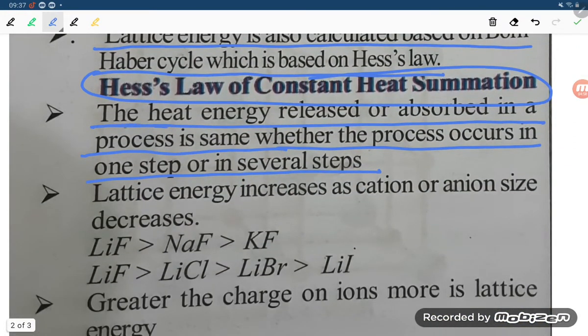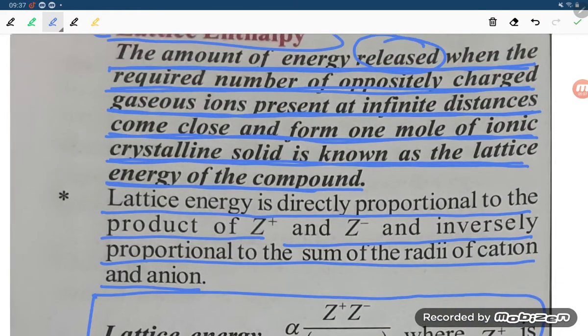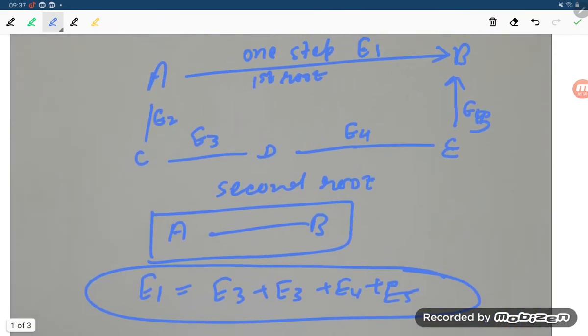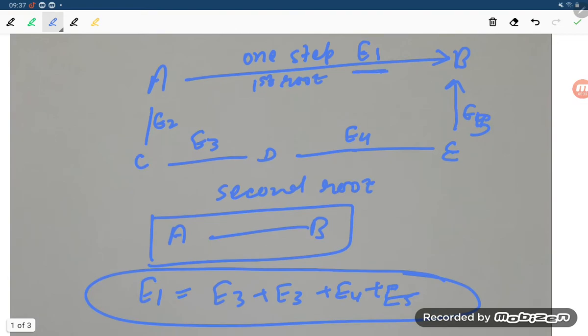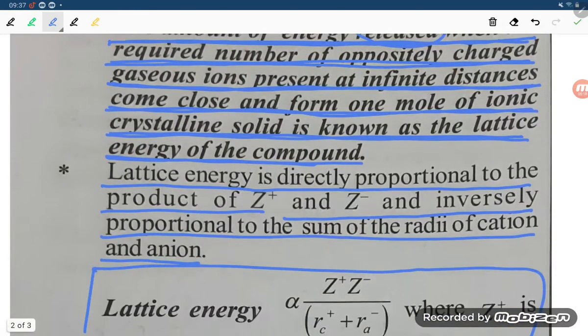The heat energy released or absorbed in a process is the same whether the process occurs in one step or in several steps. Here, in one step the energy is E1, and in several steps it is E2, E3, E4, E5, and the total is the same.